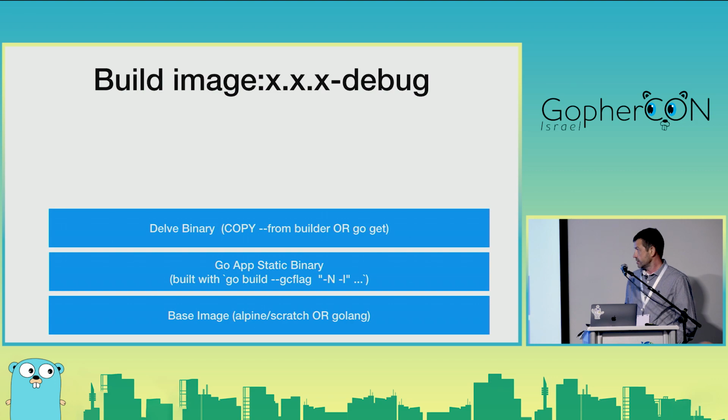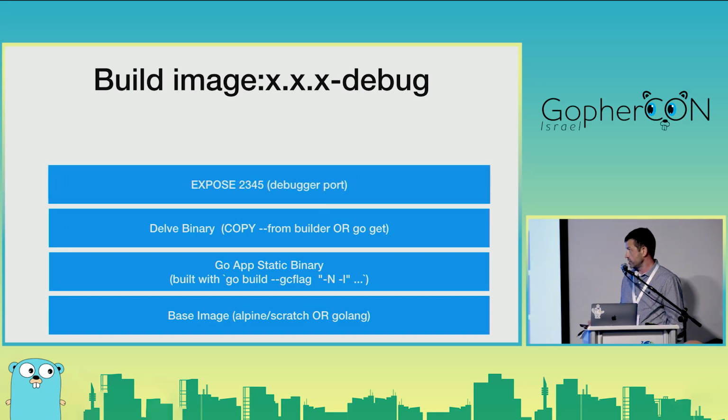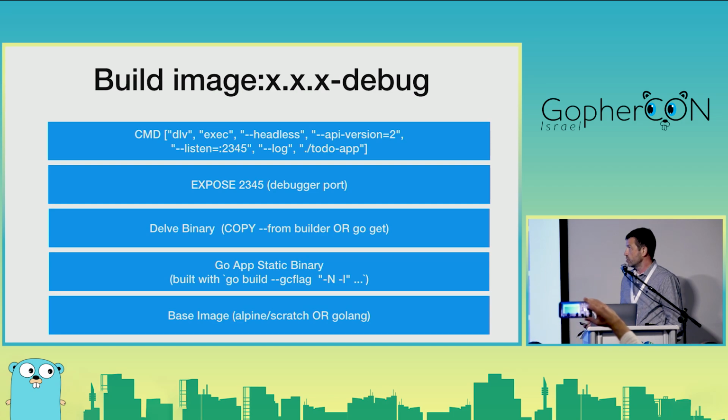Then copy the Delve binary into your container, either from the builder image or by using go get. Install it into your container. Expose the debugger port. Select the port you would like to expose as the debugger port. And modify the default command that runs within your container instead of the application. It should be dlv, running in headless mode, with the port linked, and running the application. Okay.